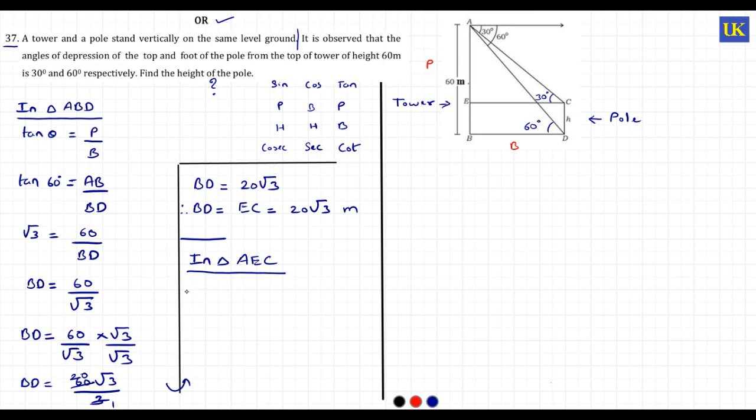So again I will be taking tan theta only, because we have to take one side which we know and another side which we have to find out. So we know EC now. EC is how much? EC is 20 root 3, right? Just now we have found out. And this whole thing is 60, but we are interested to find only AE. So one known part and one unknown part. That is how we have to take in trigonometry.